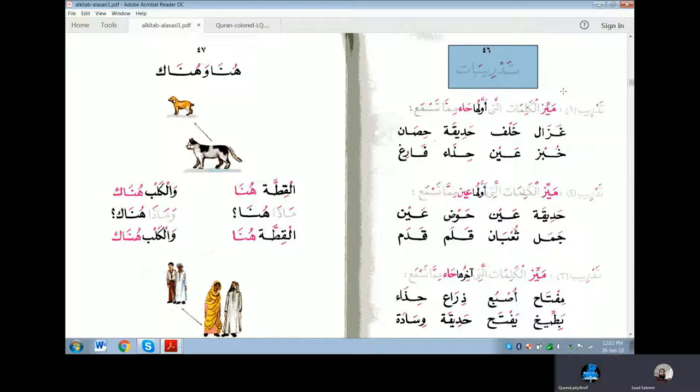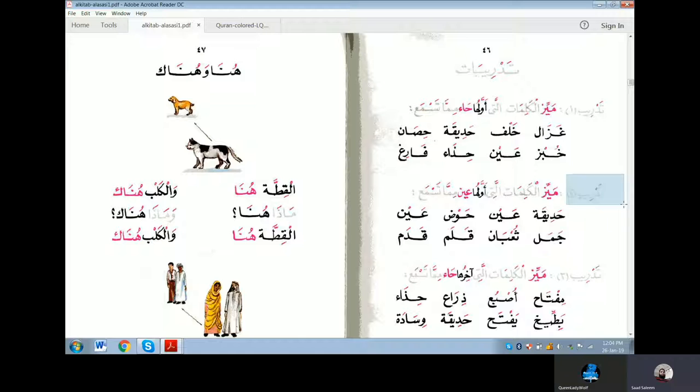Tadribat means exercises. Tadrib ul awwal, first exercise. Mayyiz al-kalimat allati awwaluha mimma tasma'u: distinguish the words in the start of which you hear ha. Here you have eight words. Tell me the word in the start of which you hear ha. Hadikatun, good. And then there is hisanun. Hiza, good.